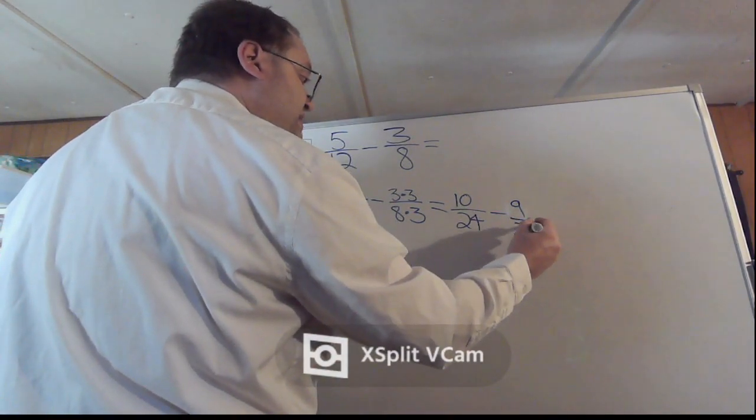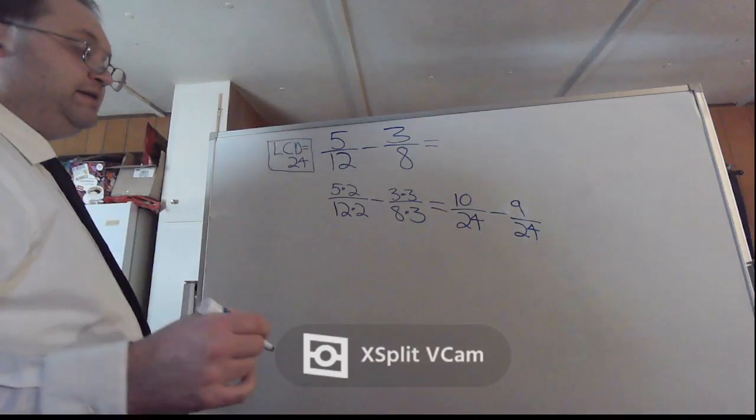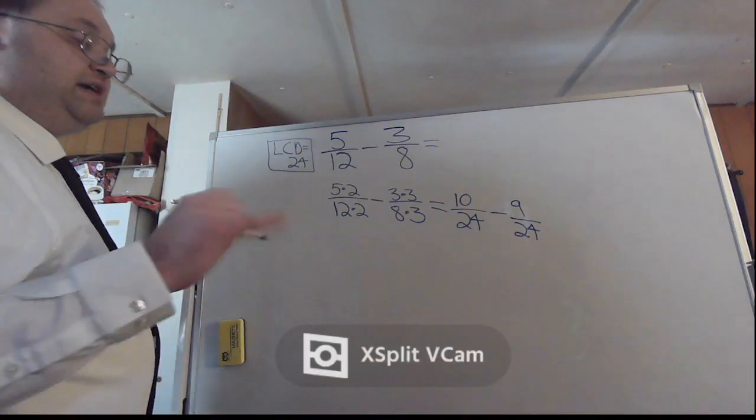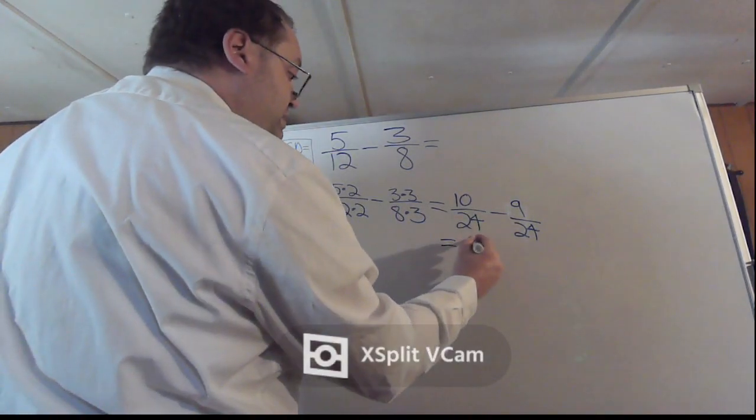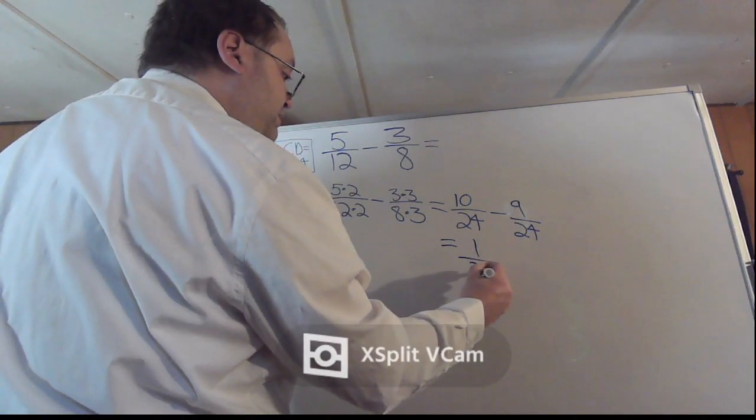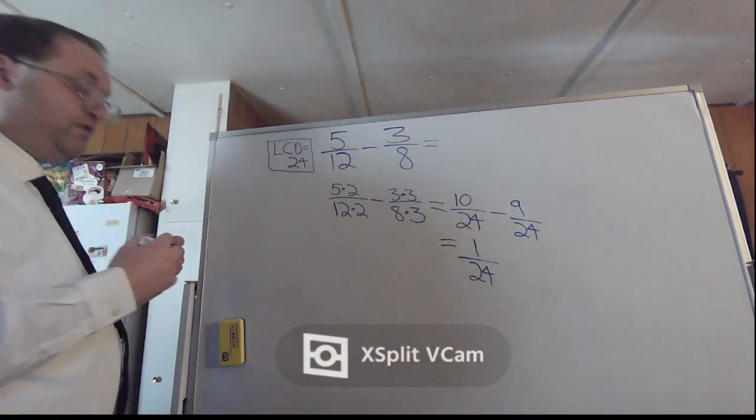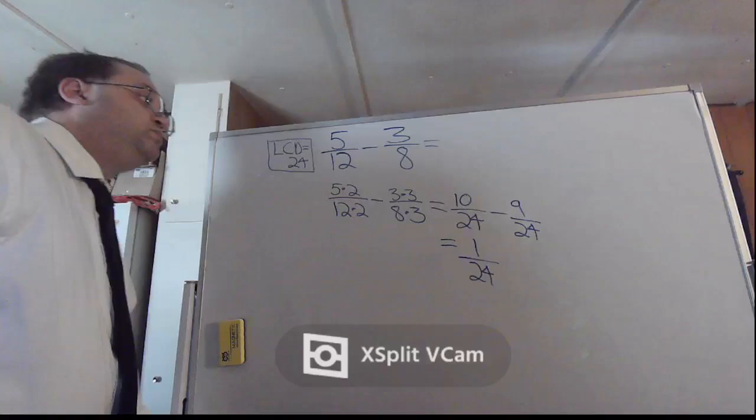Now that you have the same denominator, you may go ahead and subtract these. So 10 minus 9 is 1. You will be left with 1/24. Those do not factor any further, and that is your final answer: 1/24.